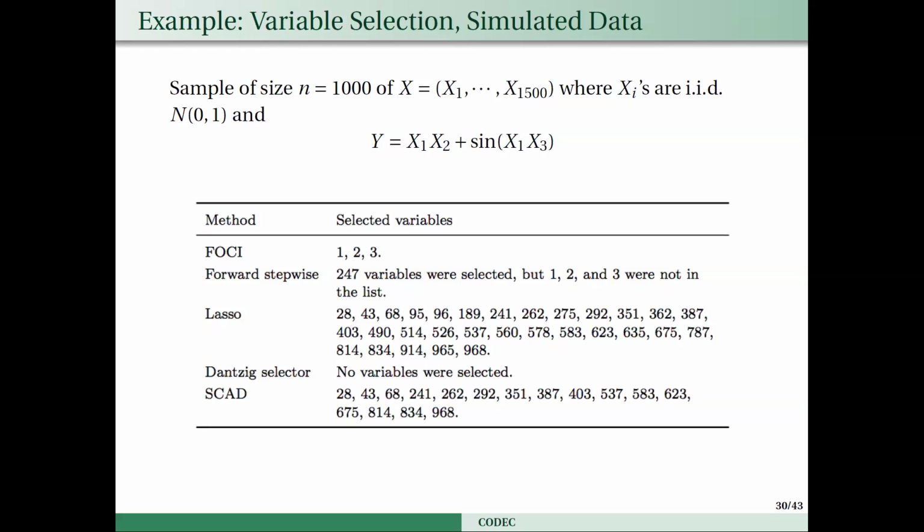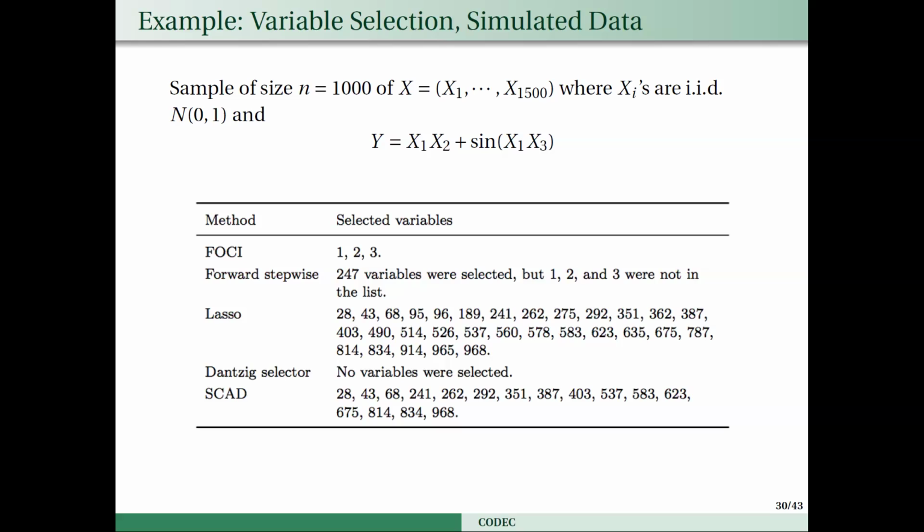Now, let me show you an example. Here, I have a feature vector of dimension 1500. Each of the x's is i.i.d. standard normal. My sample size is 1000, and the dependency between y and xi is in this fashion: y is x1 times x2 plus sign of x1 times x3. I let the algorithm run and stop by its stopping rule. The algorithm picked 1, 2, and 3, all three signal variables, did not pick anything wrong, and stopped.